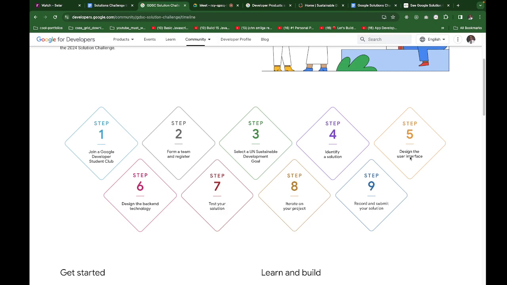You design the user interface for the solution. This is where a product designer comes into place, and this will be decided by the team, whether you need a product designer.